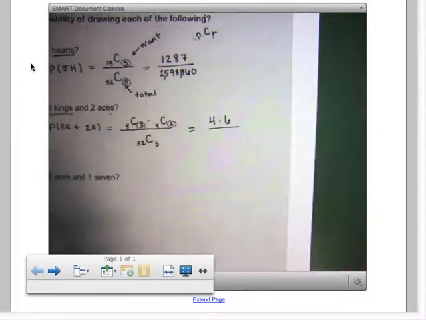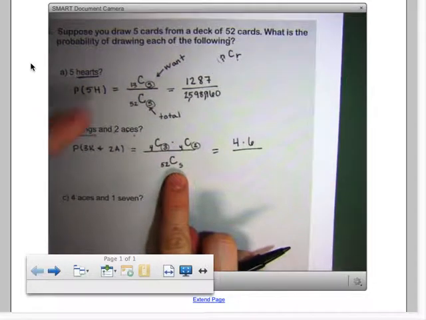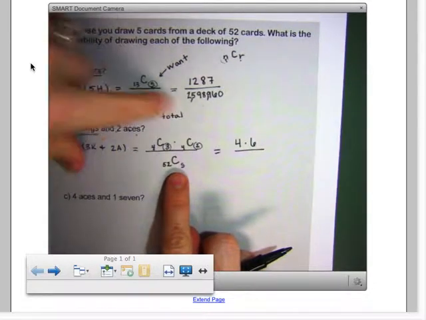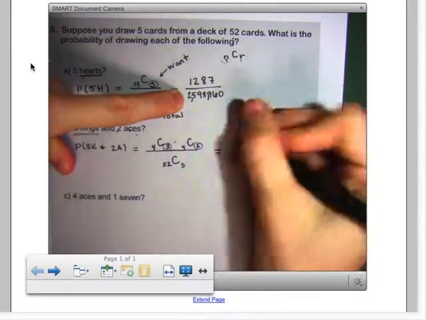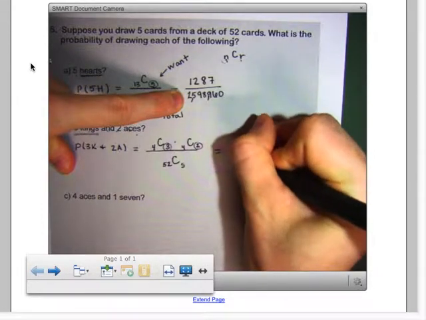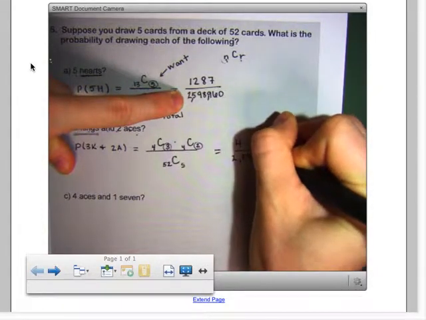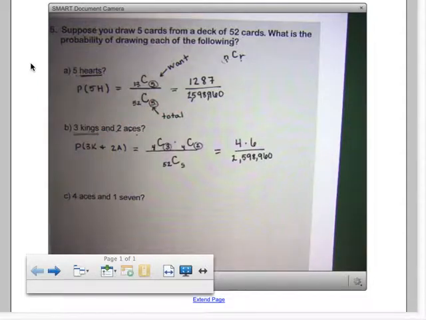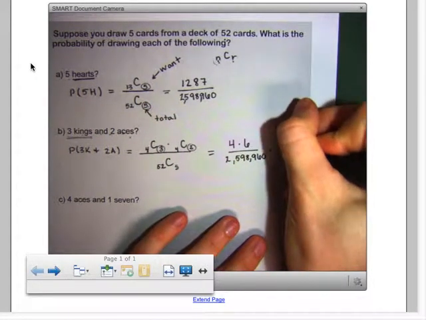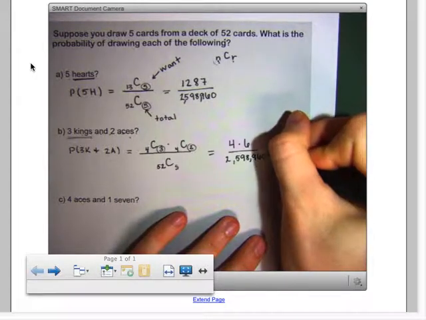Okay, we can go ahead and calculate 52C5 again, or it's going to be the exact same as this one here. 52C5 was 2,598,960. So 4 times 6, 24 over your denominator.